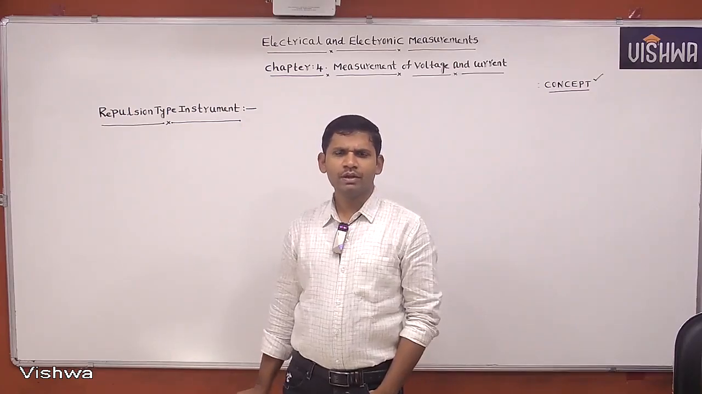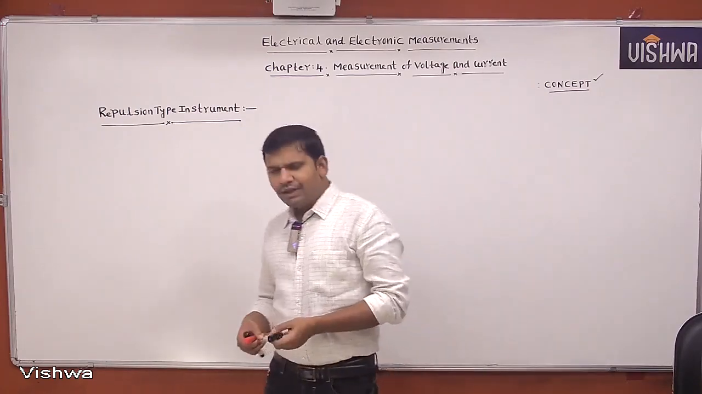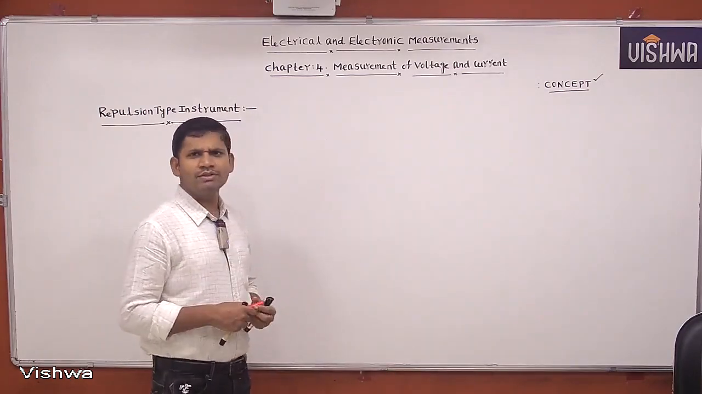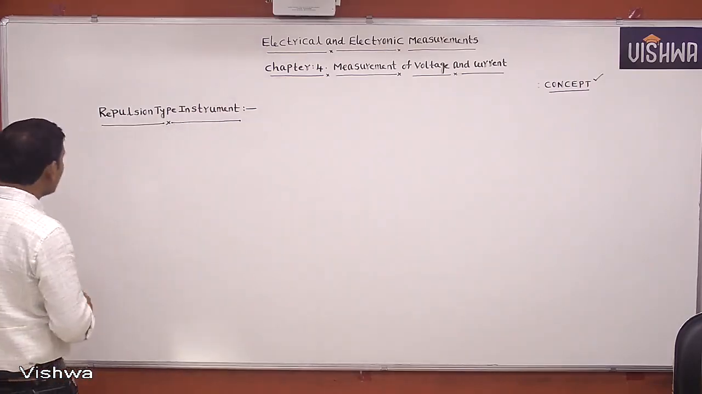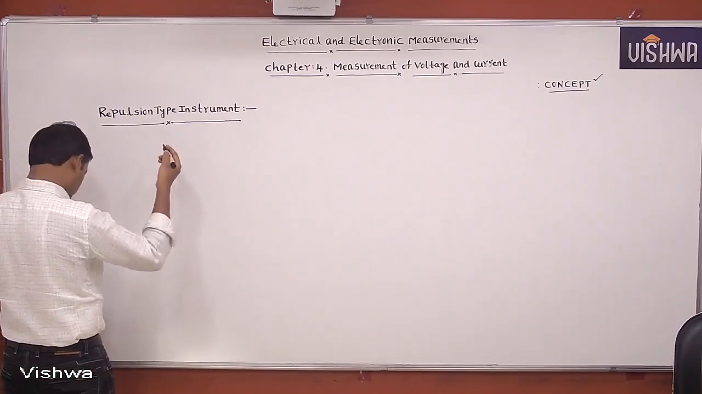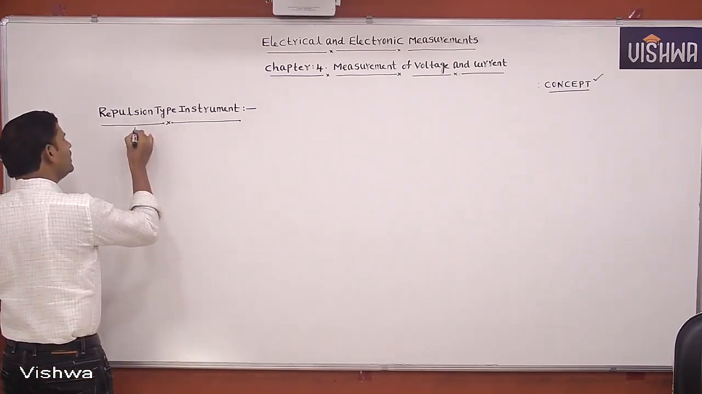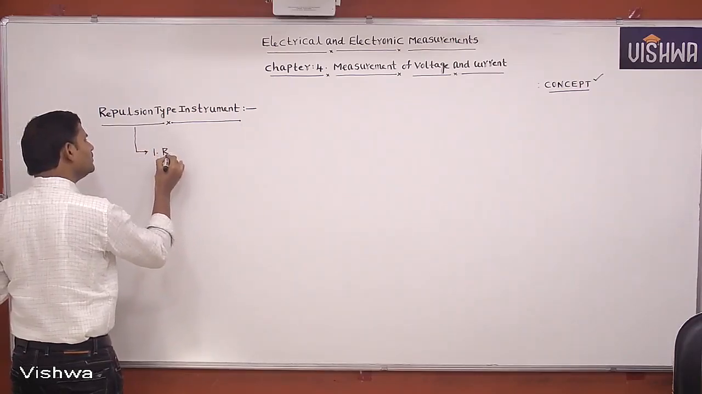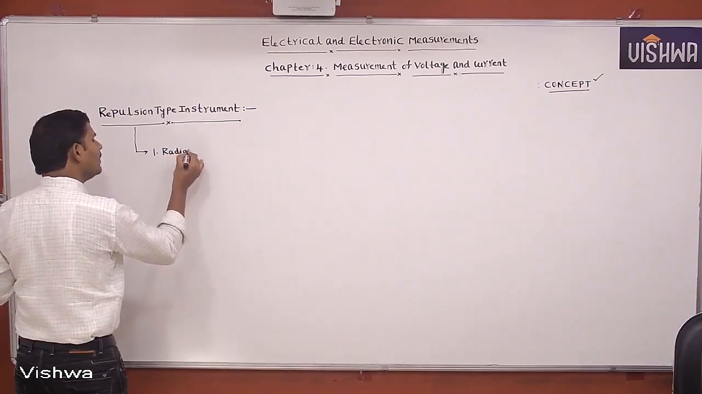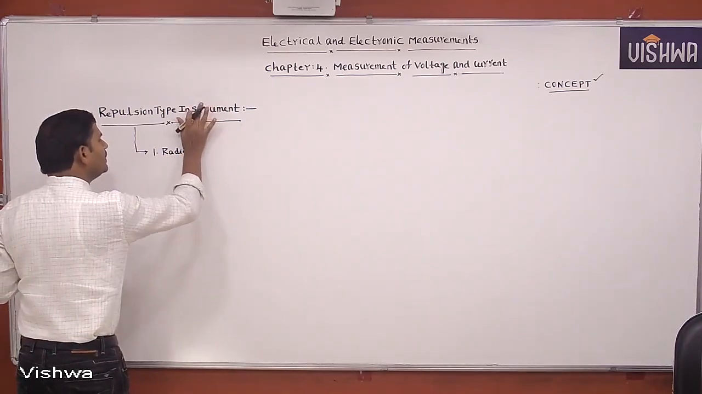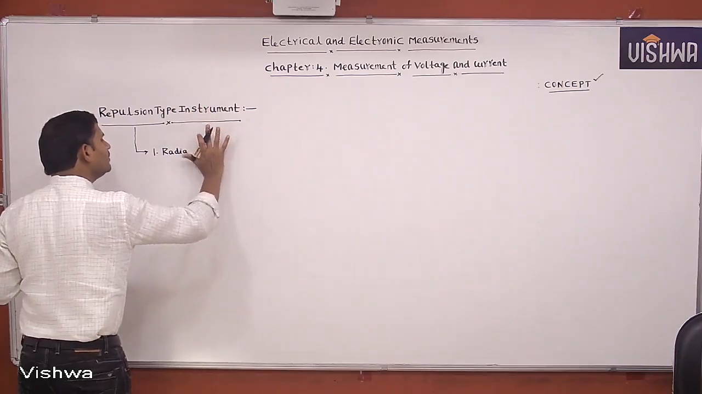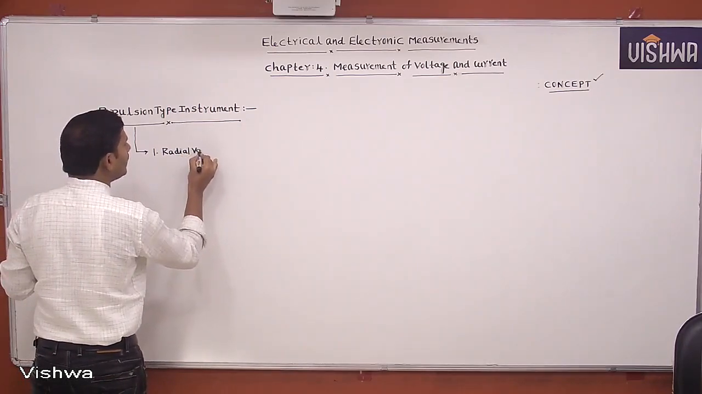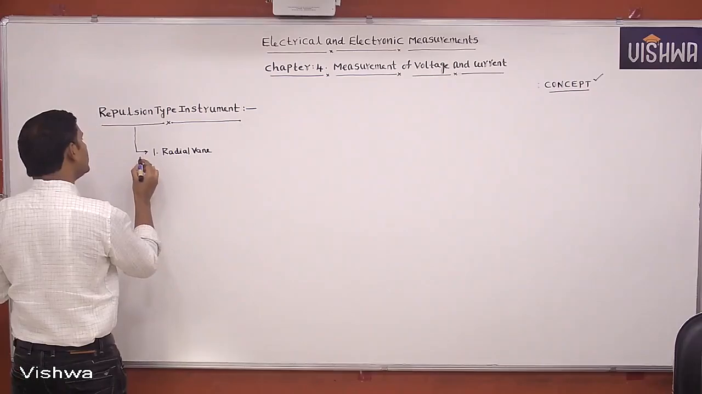also. That is a point to remember. But here we'll see the difference in operation of attraction and repulsion type instruments. I already told you, in repulsion type instruments there are again two types. One is radial vane. This classification is based on the shape of the iron piece we are using. That is the radial vane repulsion type instrument.